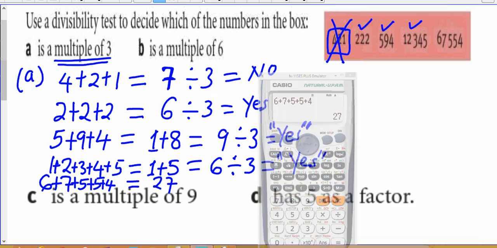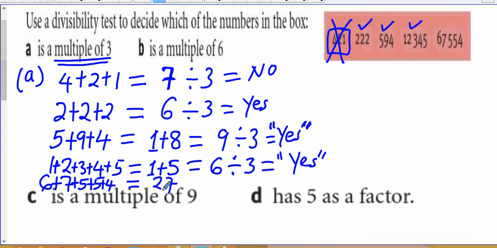You get 27. Now, if you are not sure whether 27 is divisible by 3, what do we do? Add again the 2 and 7. What do you get? You get 9. Now, the question is, is 9 divisible by 3? The answer is yes. See that? Now, this yes answer suggests that this number is divisible by 3. So far, so good.